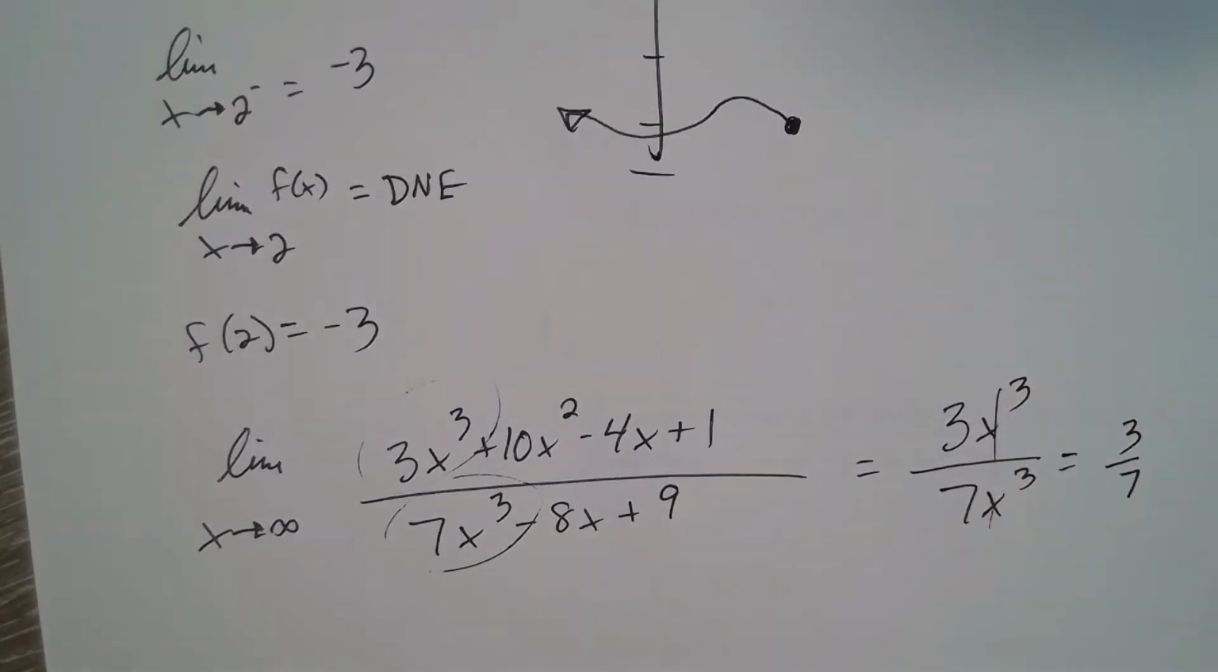In pre-calc, we called that a horizontal asymptote. The limit of all of this as x goes to infinity is 3/7. That's what it'll approach. As it goes to negative infinity, it will also be 3/7.